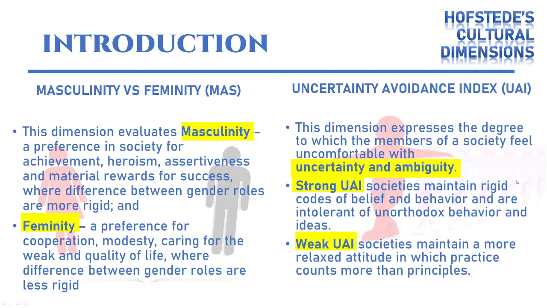Fourth dimension is uncertainty avoidance index, UAI. This dimension expresses the degree to which the members of a society feel uncomfortable with uncertainty and ambiguity. Societies with strong UAI maintain rigid codes of belief and behavior and are intolerant of unorthodox behavior and ideas, while societies with weak UAI maintain a more relaxed attitude in which practice counts more than principles.